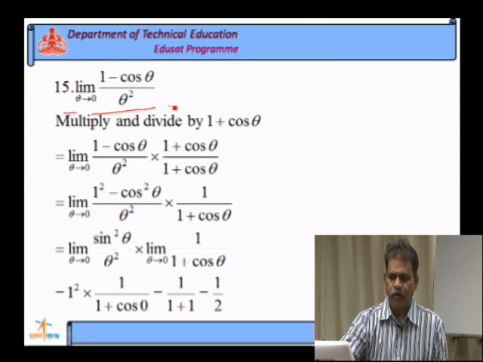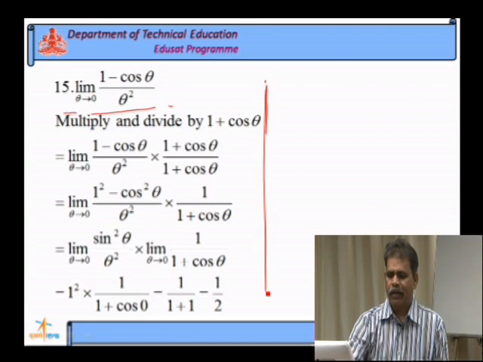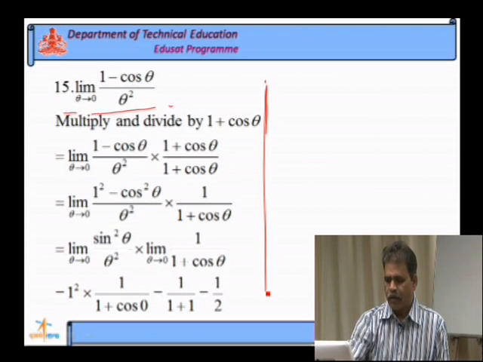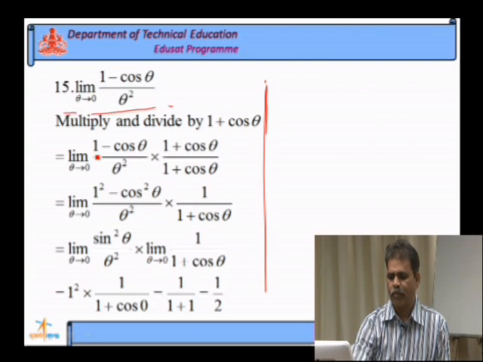When you see this problem, you can work it out in two methods. One is by the rationalization method, that is 1 plus cos theta is multiplied and divided, it will become a minus b, a plus b, that is a square minus b square, divided by theta square into 1 plus cos theta. So, what is 1 square minus cos square? 1 square is 1. 1 minus cos square is equal to sin square. This is taken into sin square theta divided by theta square.